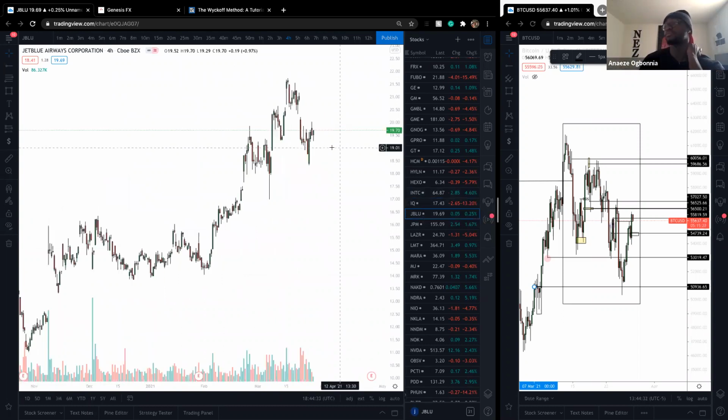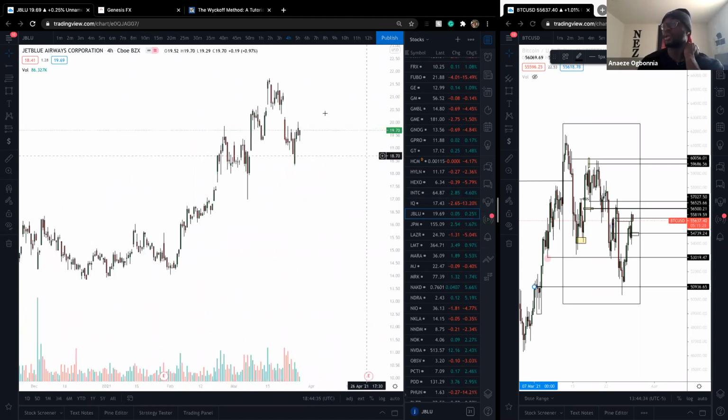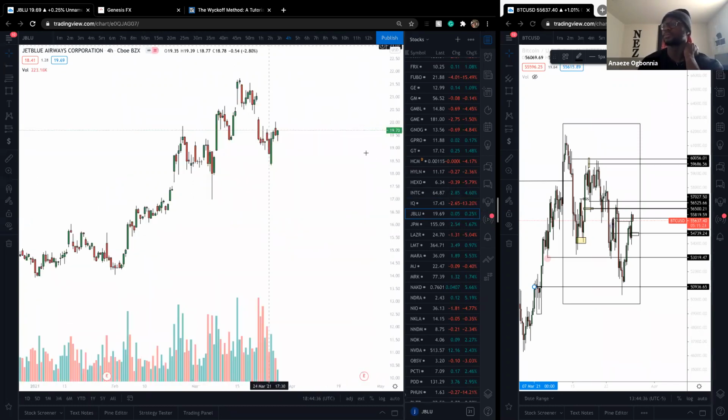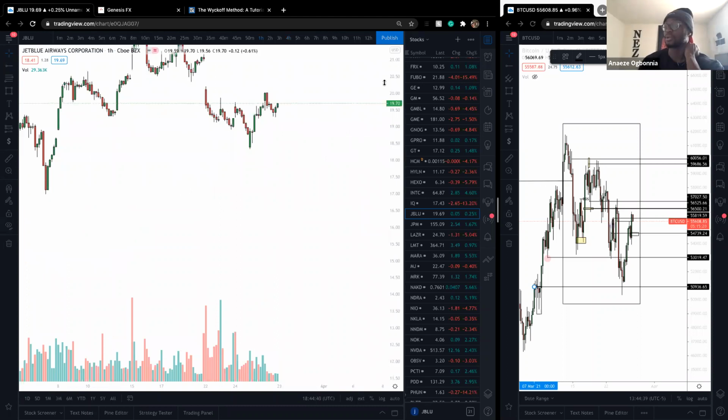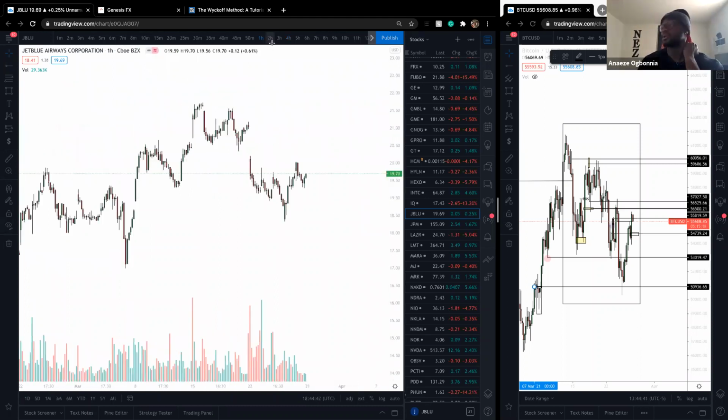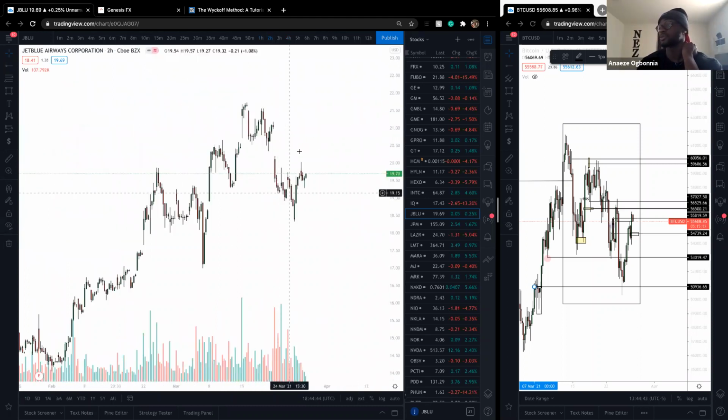JetBlue Airways. All right. Break of structure back to the upside. Okay, we're sort of bullish for now. So our question is, where's our entry? Since we're bullish up here, we got intent. We probably could come down, retest this area off the breaker.